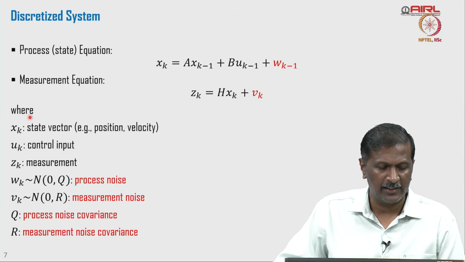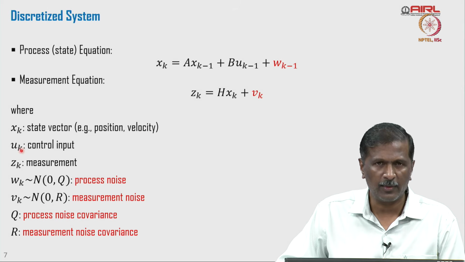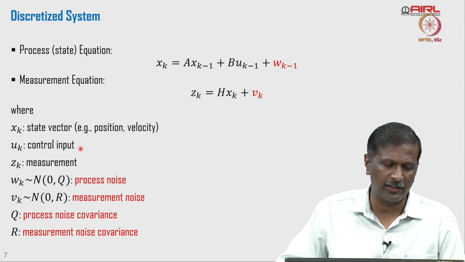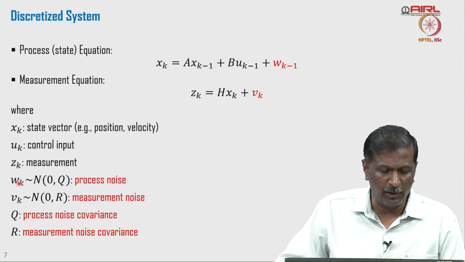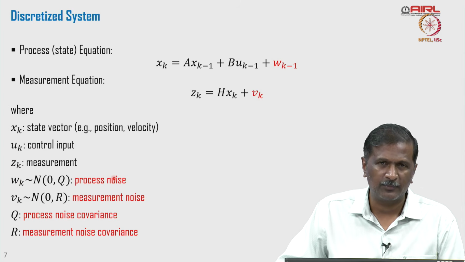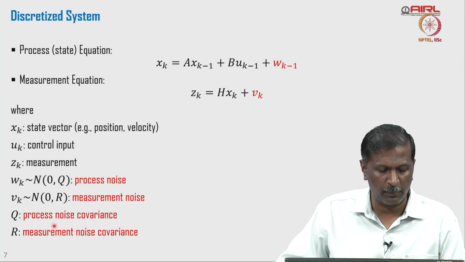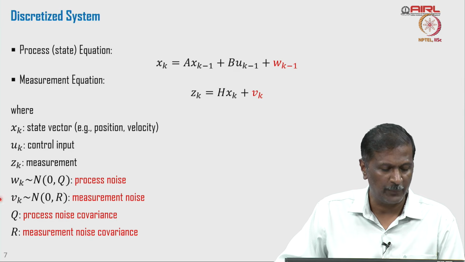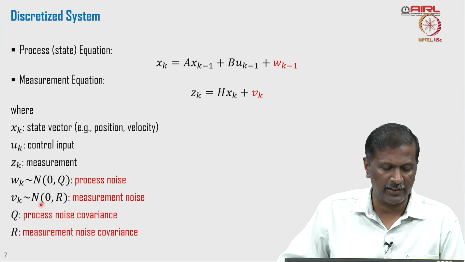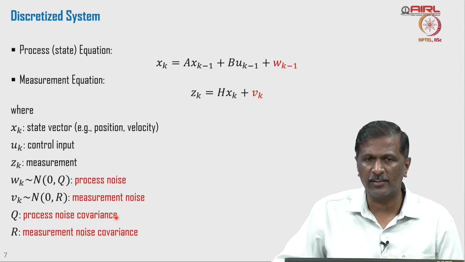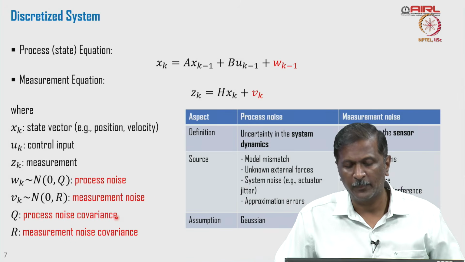What are these variables? xk is a state vector. For example, it could be position and velocity. uk is a control input, an external control input. zk is a measurement, what my sensor sees. wk is the process noise. I am assuming zero mean and variance Q, where Q is the process noise covariance. vk is the measurement noise. We are assuming that it has zero mean and covariance R, where R is the measurement noise covariance.